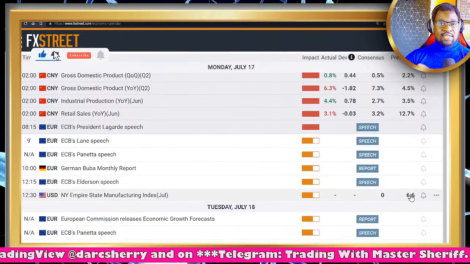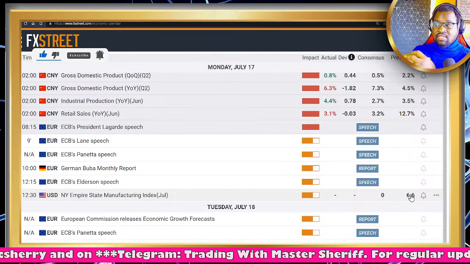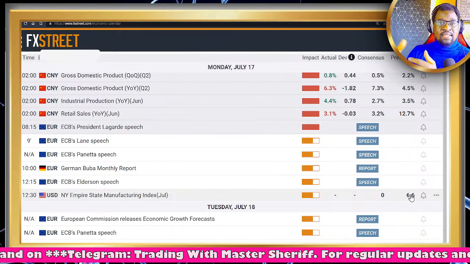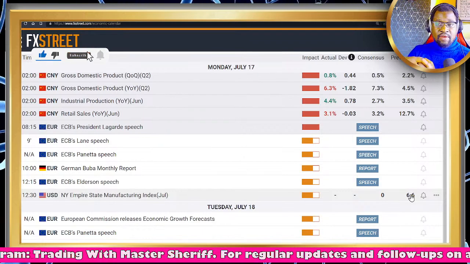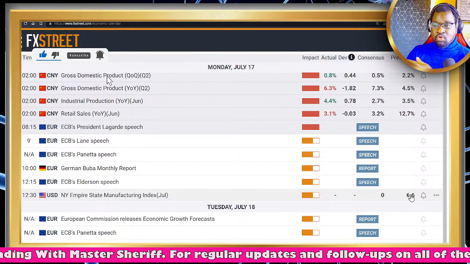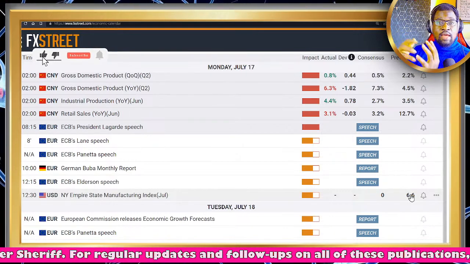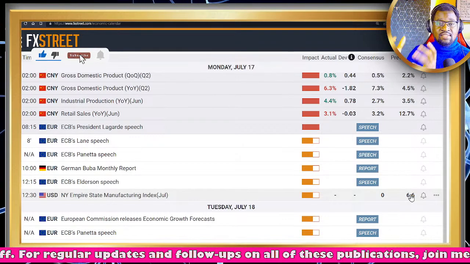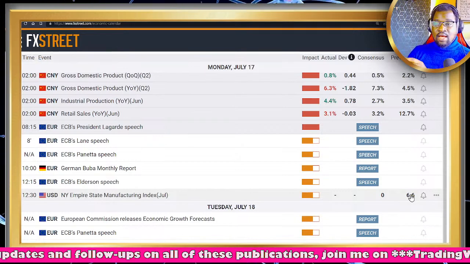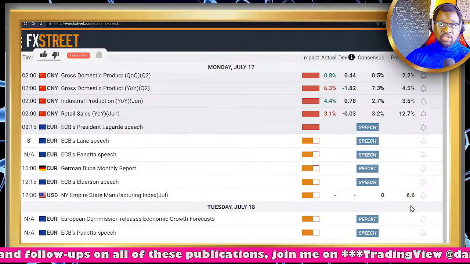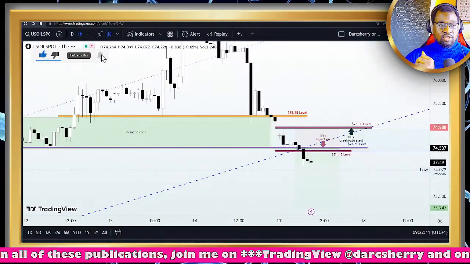And the previous data here came in at 6.6, while there is a general consensus of 0. So there is a general belief that there is going to be a contraction in the manufacturing sector in New York City. So we are going to be looking forward to what that data is going to be like as we look out for patterns and structure ahead of this event to help us position ourselves in such a way that we can catch any potential move. So with that being said here, let's dive right back into the chart.